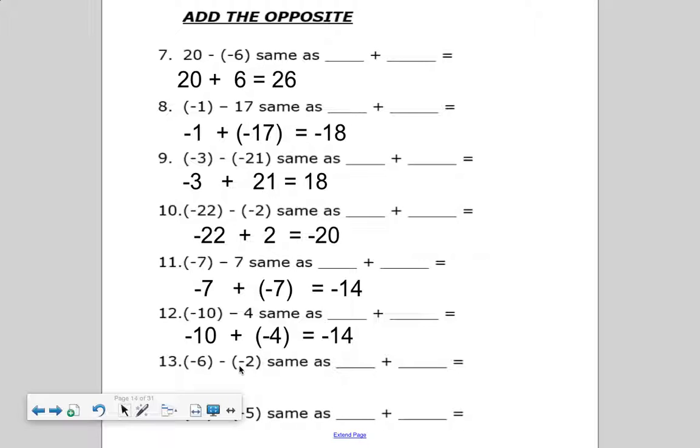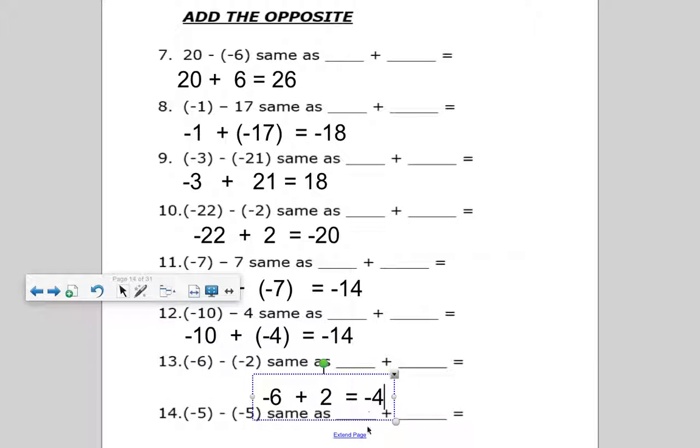Next one, negative 6 minus negative 2. I have 6 negatives. I take away 2 negatives. I'm left with 4 negatives. Let's rewrite it as an addition expression and check our work. I keep it, add the opposite. What's the opposite of negative 2? 2. So 6 negatives plus 2 positives equals negative 4.